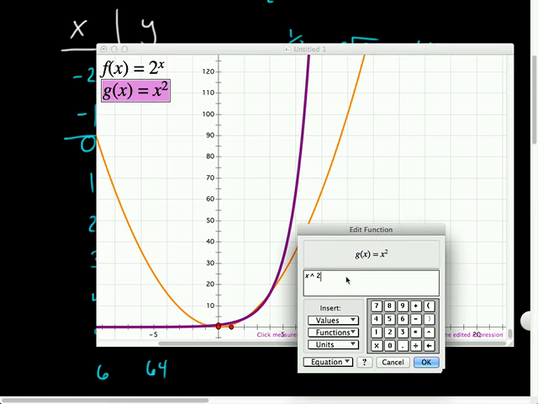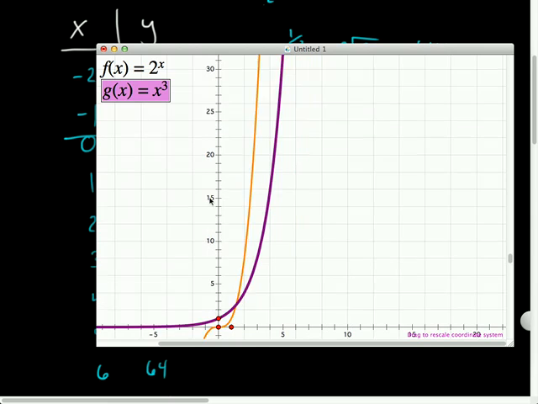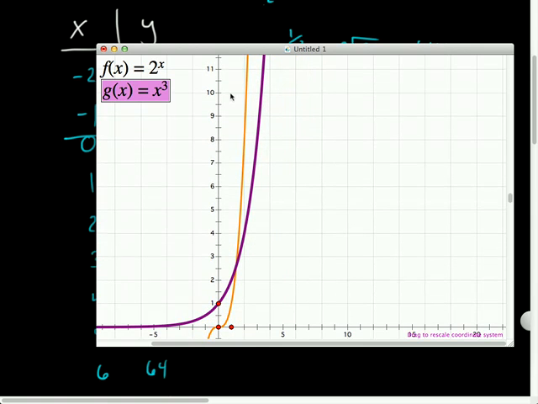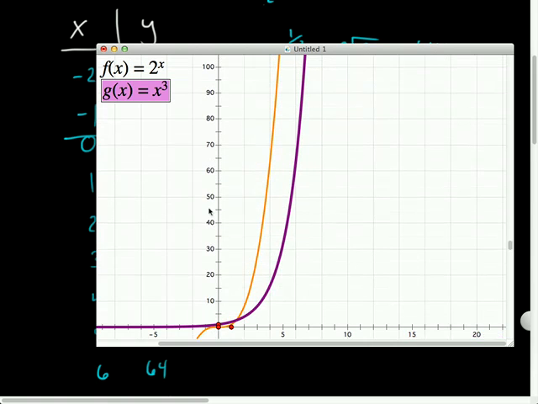And actually, even if I made this x cubed, all right, now which do you think grows faster? Looks like it cheated at the beginning, and then x cubed, the orange graph, takes over.